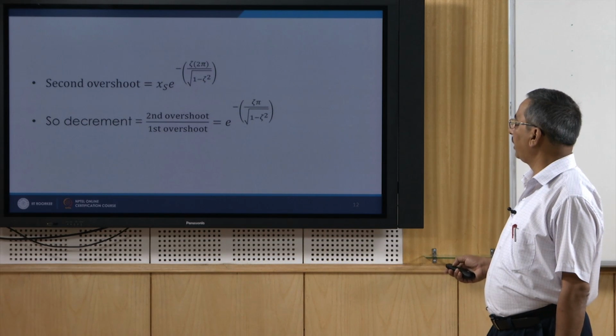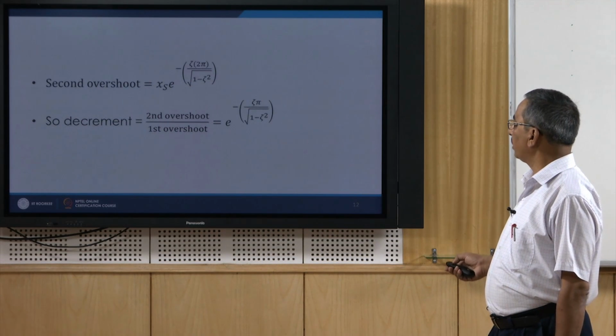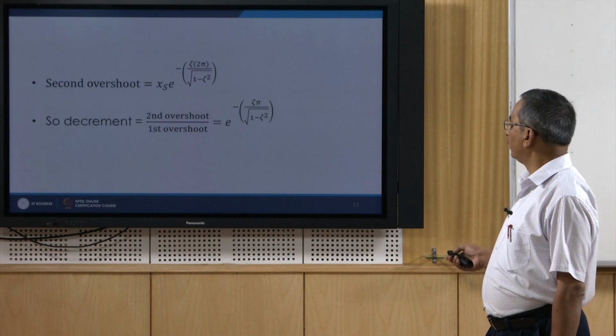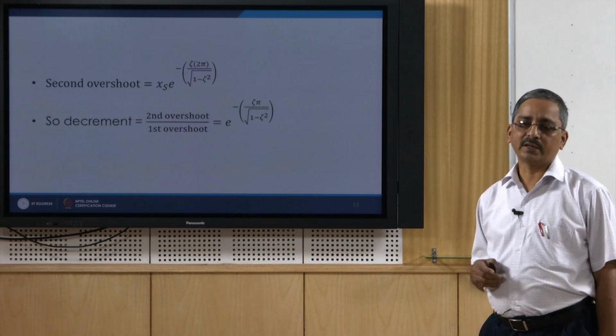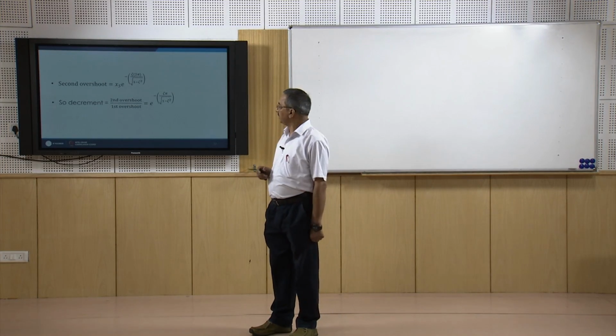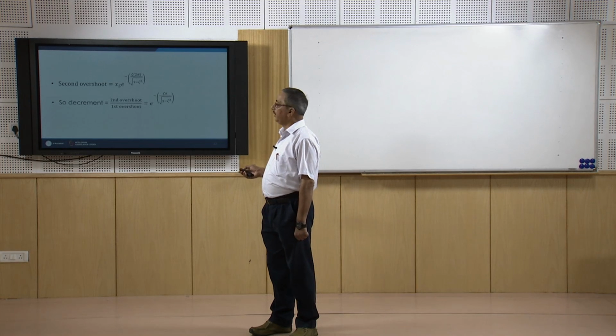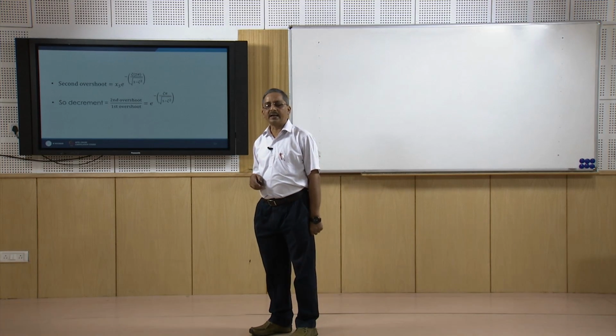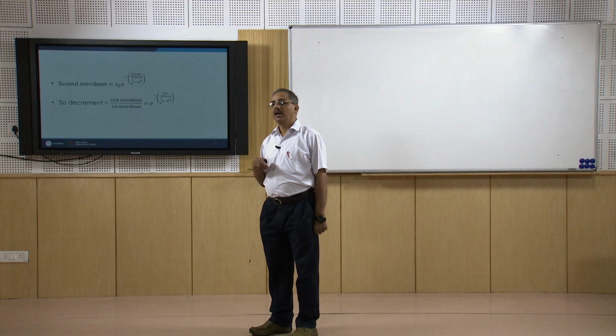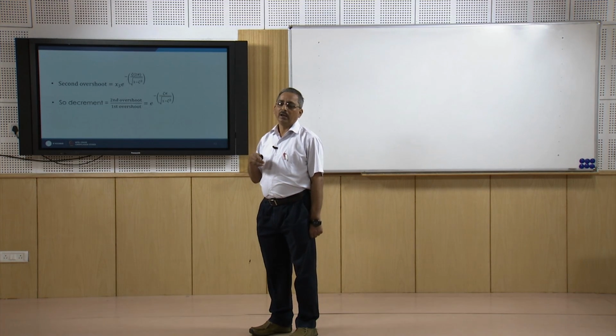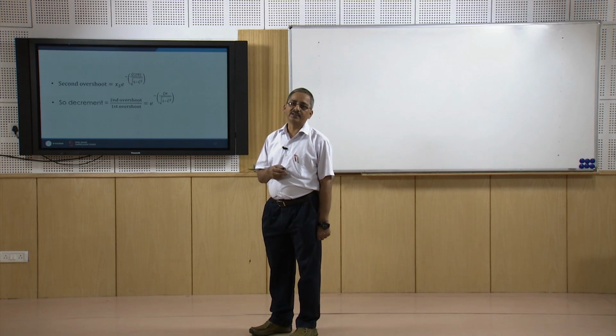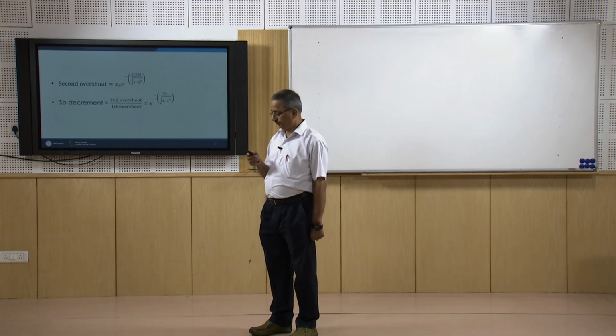So, this is the second overshoot I can find out by replacing pi by 2 pi, and then I can find the decrement, that is the ratio of the second overshoot to the first overshoot. So, this is the ratio which I get. This way we can define the decrement, and as I said, it essentially tells you how quickly your system is reaching a steady state condition.